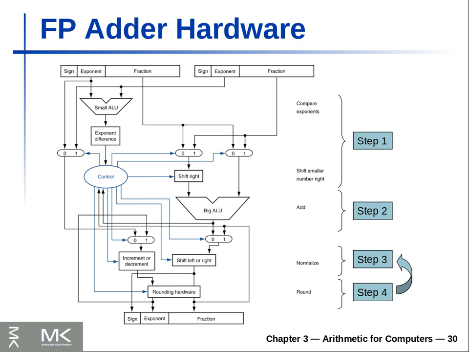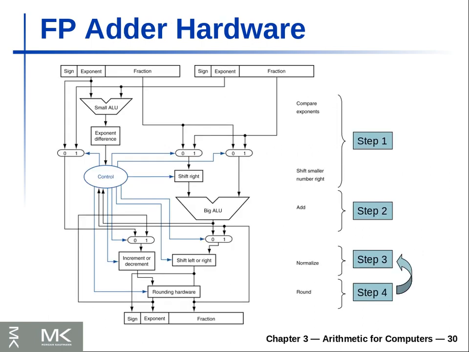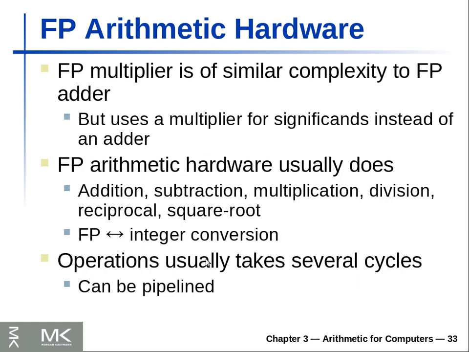And it can be somewhat confusing. Again, we're not going to go too much into floating point, but it is important to at least recognize its complexities. So the FP multiplier is similar in complexity to the adder, but using a multiplier for significands instead of an adder. Luckily for multiplication, you really just end up swapping out this big ALU. And the other thing is you need extra hardware for being able to shift more than you would with an adder, because when you multiply, things can shift a lot more.